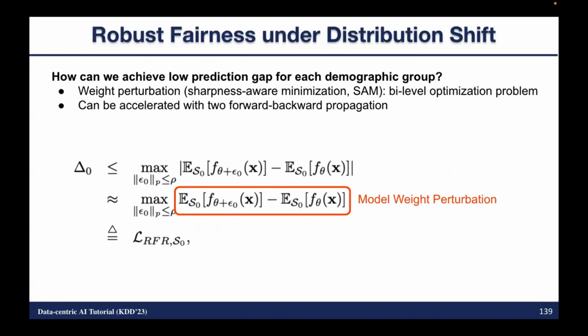So how can we achieve the low prediction gap as we just introduced before for each demographic group? Here we want to introduce, first, the weight perturbation. The weight perturbation in this work is achieved by a recent work called SAM, which is short for sharpness aware minimization. And it can be accelerated with two forward and backward propagations.